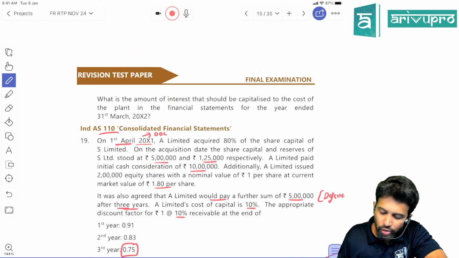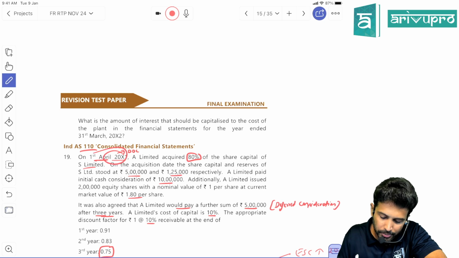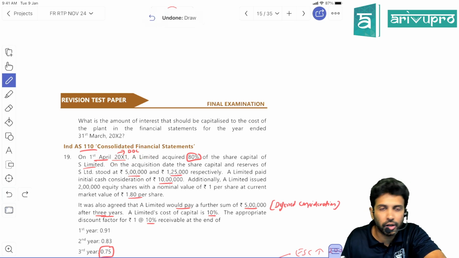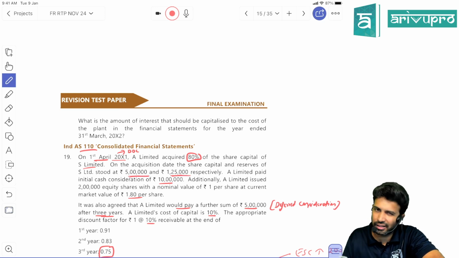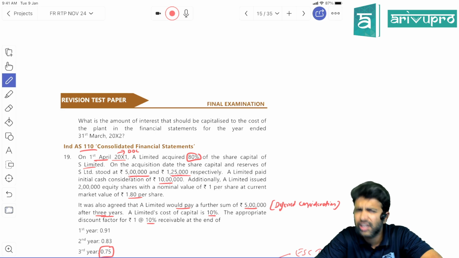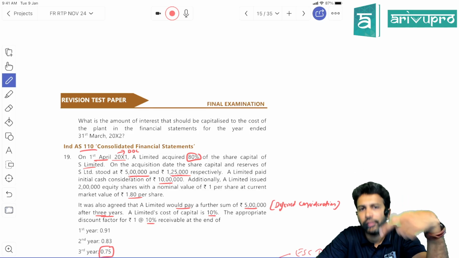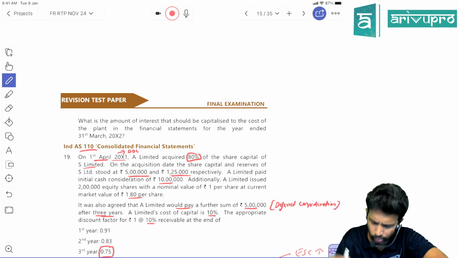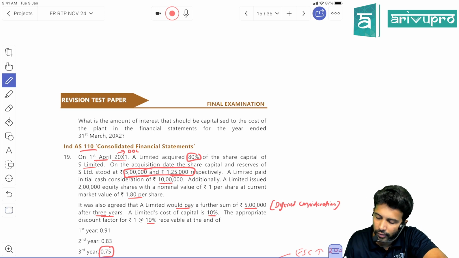So on 1st April 20x1, A Limited acquired 80% of the share capital of S. So on 1st April they got control. So that is your date of control, DOC. On the acquisition date, share capital and reserves of S Limited stood at 5 and 1,25,000 respectively. This is necessary for us to calculate net assets. Now we take share capital, we take all the reserves, we do some fair value adjustments if you have any, correct? Then we will get the net assets on the date of control. So these 2 pieces of information are helpful for our net assets calculation on the date of control.